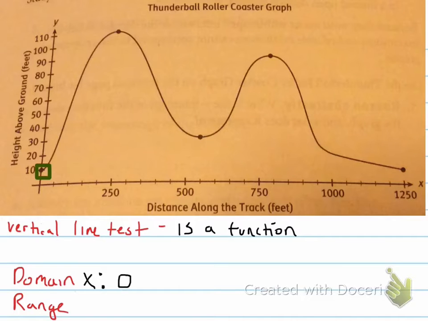So X can be between 0, less than or equal to X. What are the points it's between? And where does the graph end? Right there. And we can say less than or equal to. So this is really just saying X is between these 2 points.